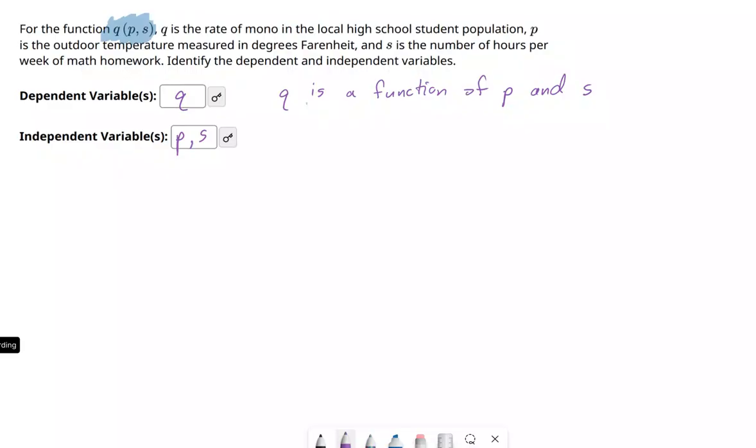So that's the long way of saying it. Here's a quick way to look at it. If I have a function written this way, it's always the case that independent variables go inside the parentheses and dependent variables go outside.